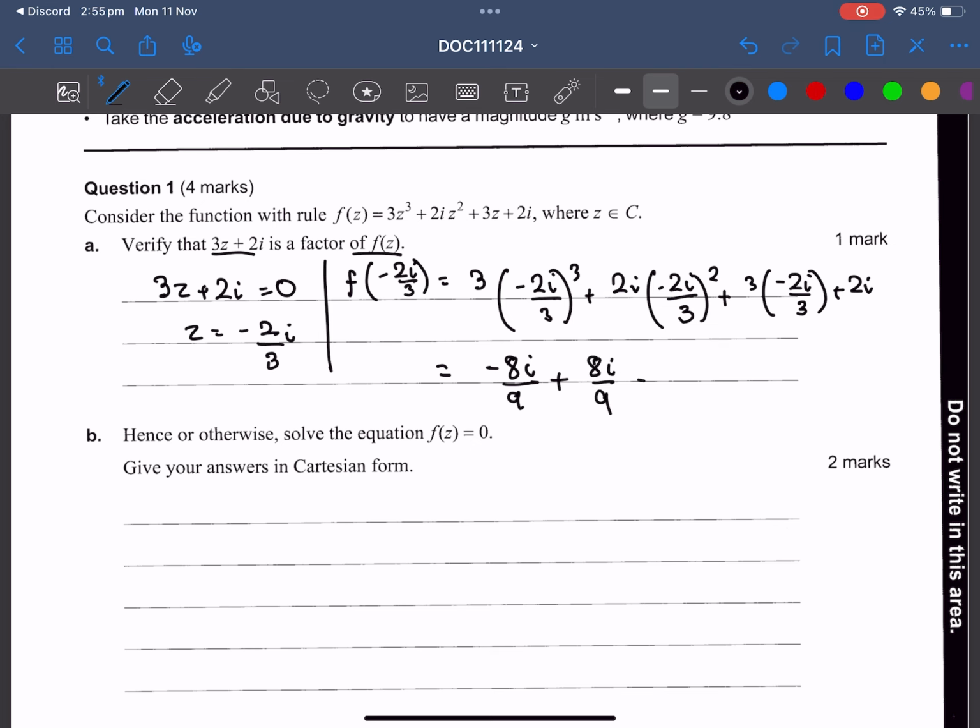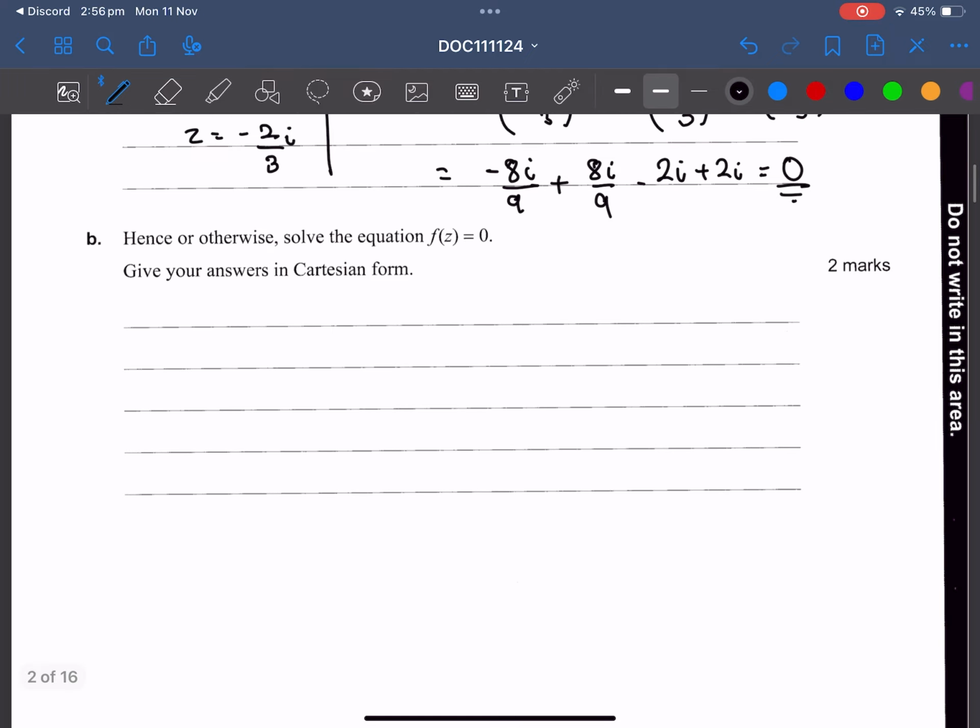This would be minus 2i, oh, not vector, plus 2i. Okay, so yeah, that is 0. So that's done. Verification is done.